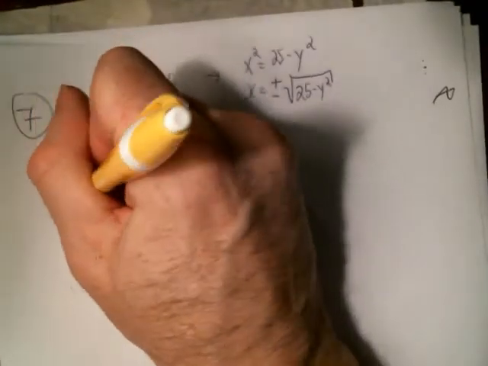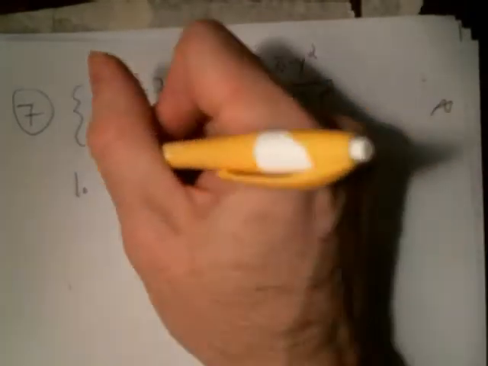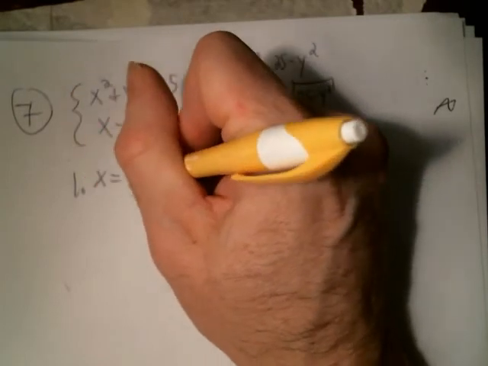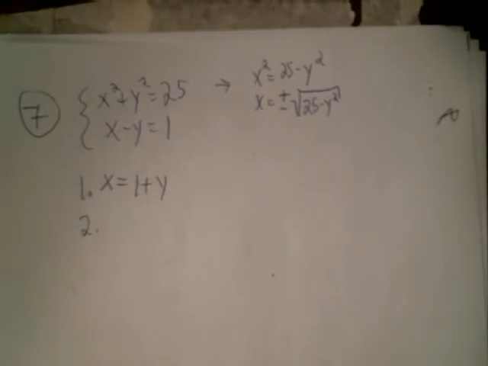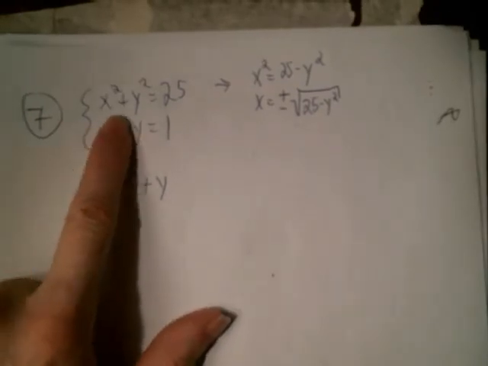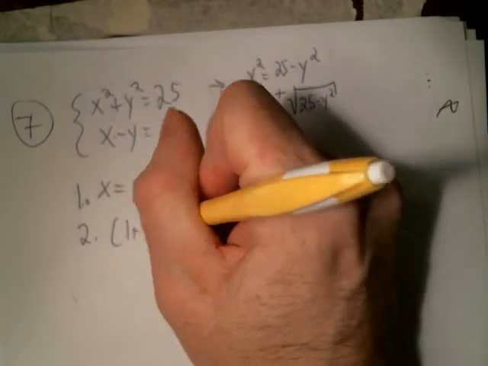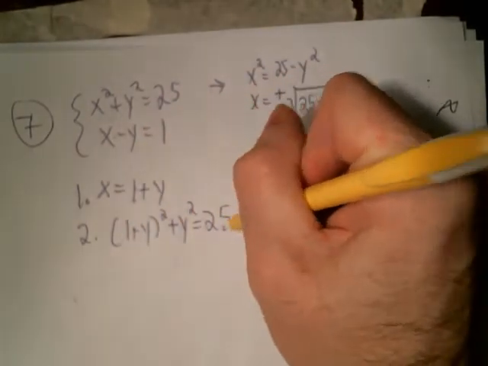So simply put, first step, I'm going to solve x minus y is 1. So I'll get x equals 1 plus y. And then step 2, I'm going to take that expression and put it into this equation here, which is the equation of a circle with radius 5, by the way. So anyways, you're putting in (1 plus y) squared plus y squared equals 25.